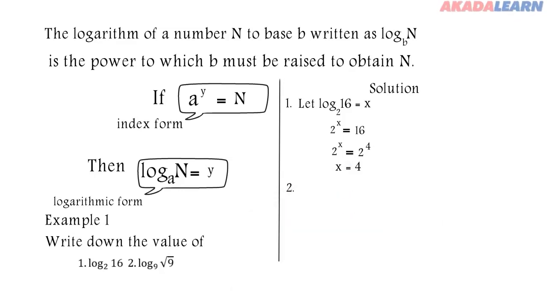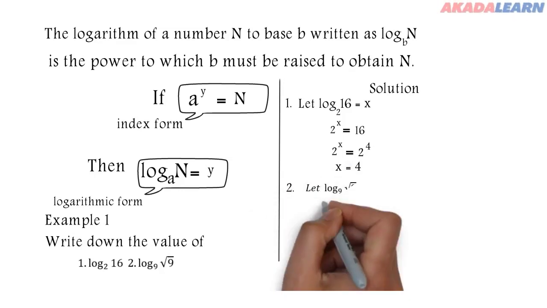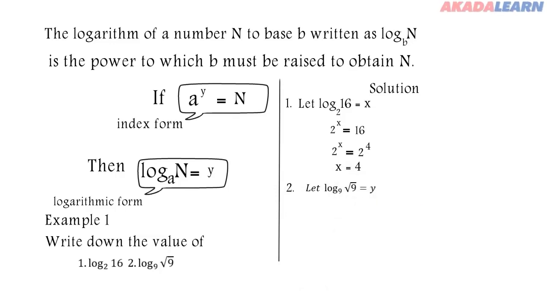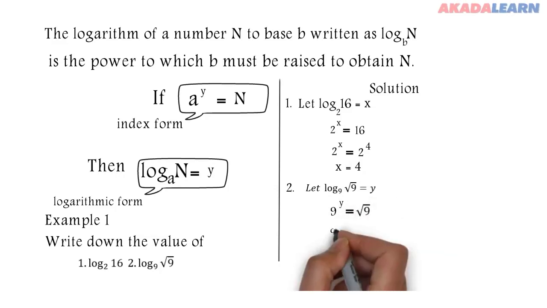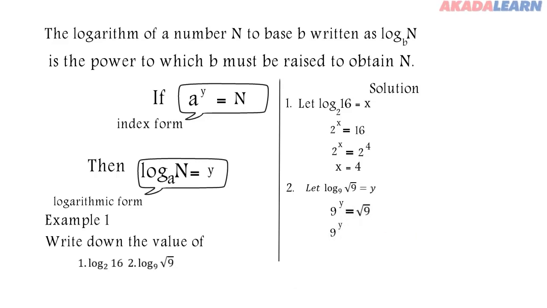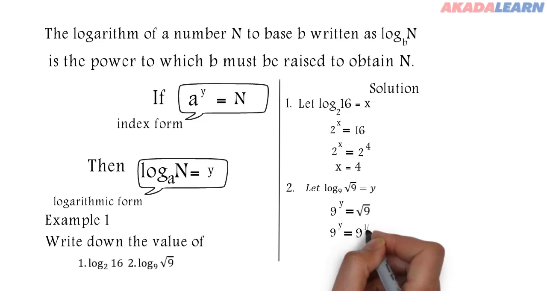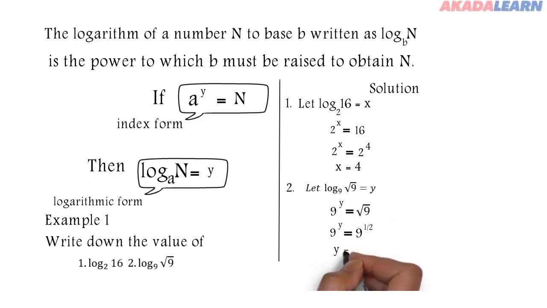So let's see the second one. We are going to represent that particular logarithm with y. Now we say 9 raised to the power of y is equal to square root of 9. So again, 9 raised to the power of y is equal to square root of 9, which is the same thing as 9 raised to the power of half. Since the bases are equal, we equate the powers. So y is equal to half.